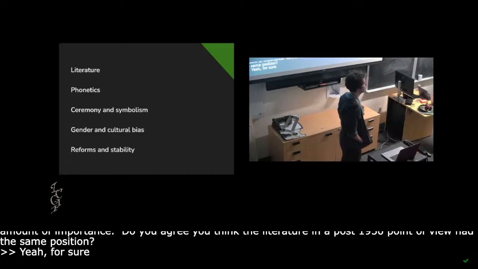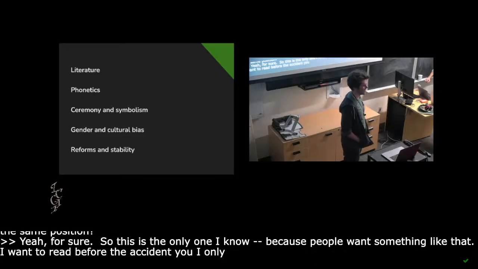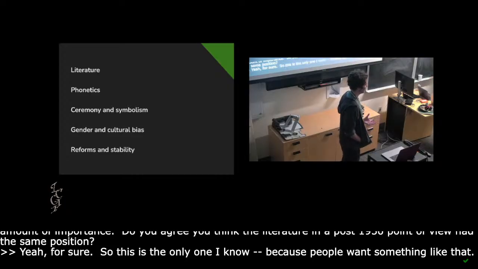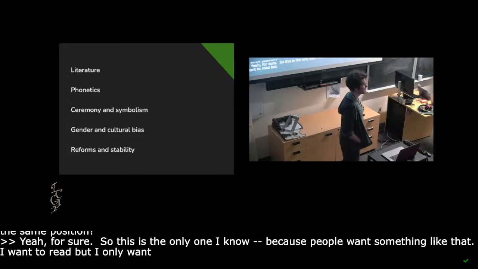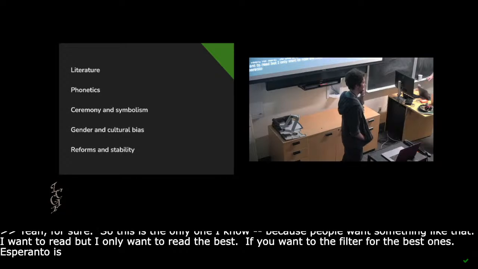Yeah, for sure. Yeah, I don't know. So the Baza Lego Listo is the only thing I know of that has been, because people obviously want something like that. Like when you get into the language, you're like, I want to read, but I only want to read the best. Where's the list of the best words or the best books? And it's actually kind of hard to find good books because there's so many books. Like if you want to just filter for the best ones, the Baza Lego Listo is one of them. It's outdated, but people do still talk about it and respect that book in particular.